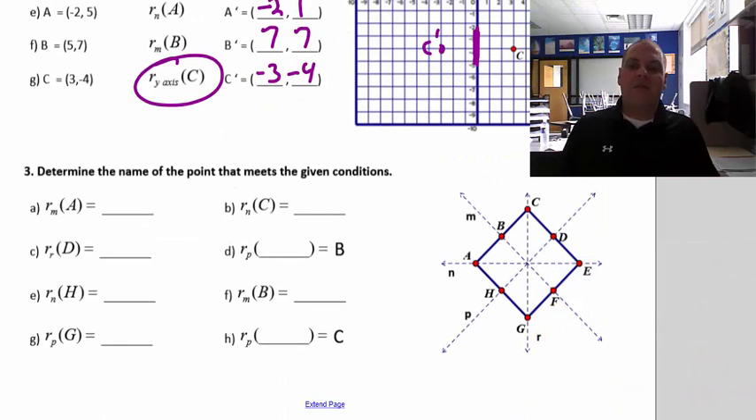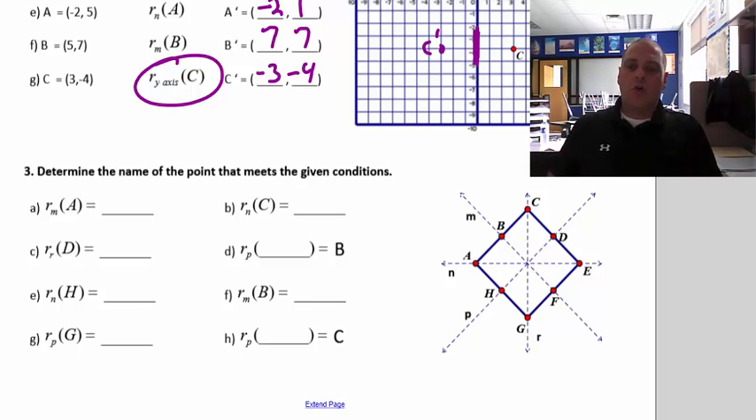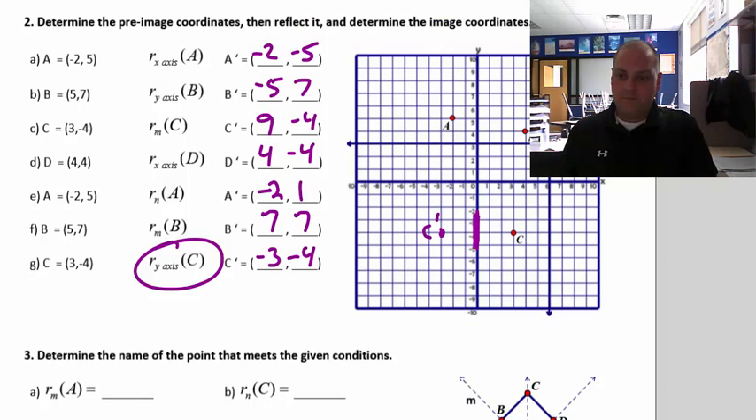Last one, determine the name of the point that meets the given condition. So they gave us a diagram here with a bunch of reflections going on. So let's take a look.